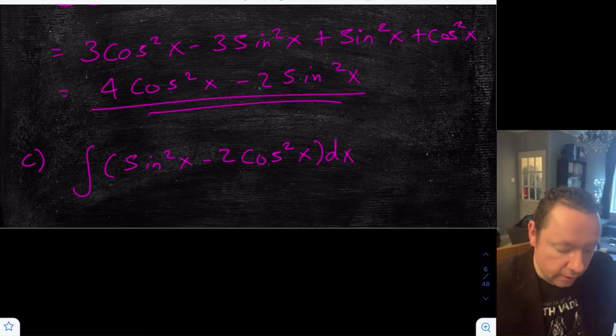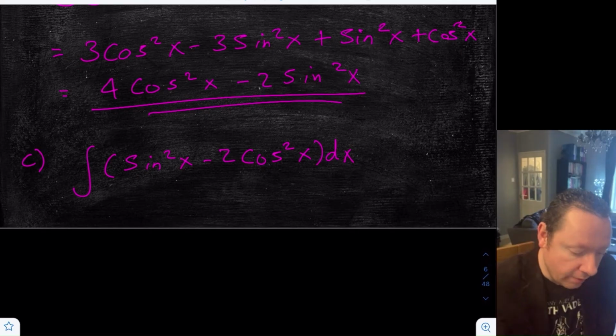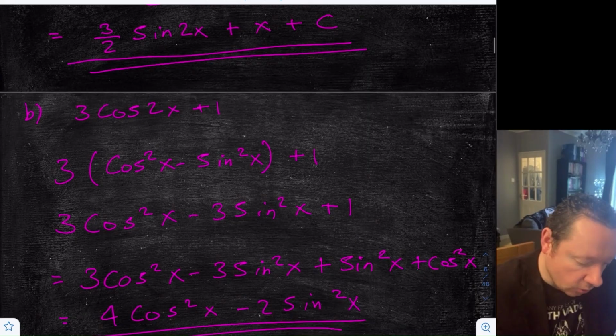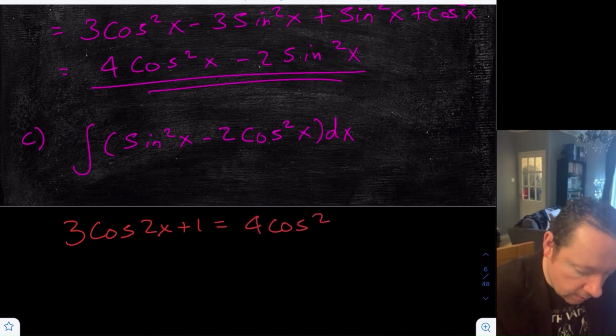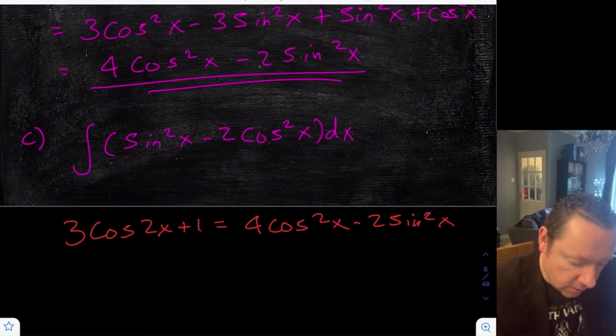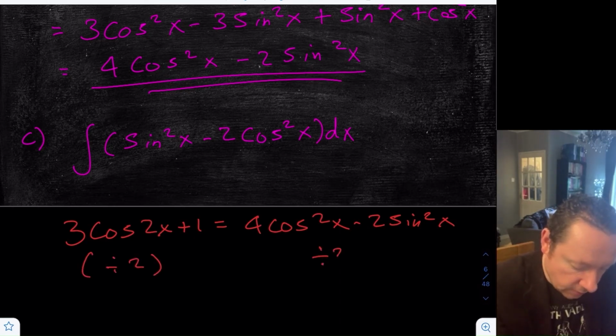Okay, part C, integrate sine squared x minus 2 cos squared x dx. We're going to use our result that we've just found out, because that looks very similar to this result. So let's have a look at what this result was. It was 3 cos 2x add 1. So as an aside, 3 cos 2x plus 1 was equal to 4 cos squared x minus 2 sine squared x. If I divide this by 2 then, I would get 2 cos squared x minus sine squared x. So let's just do that to start with, just so you can see what's happening. Divide by 2 on both sides.